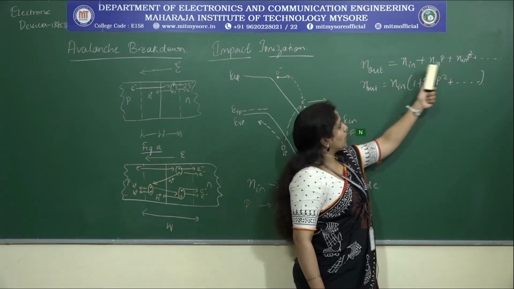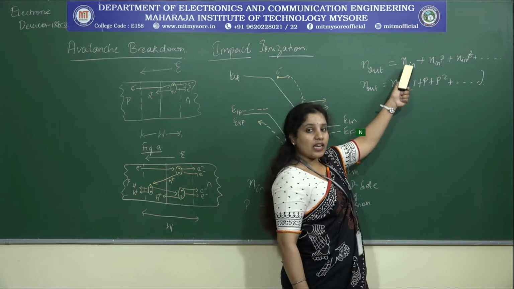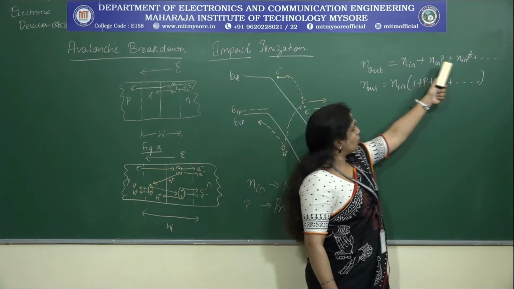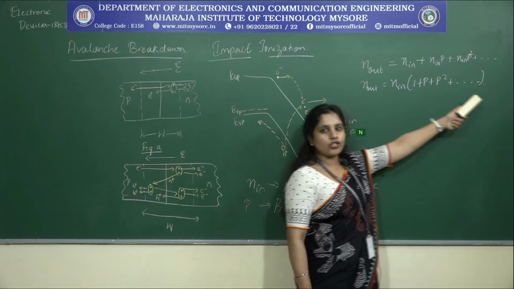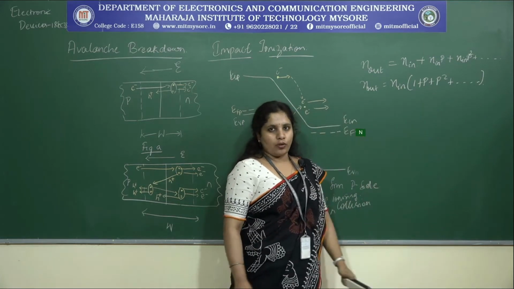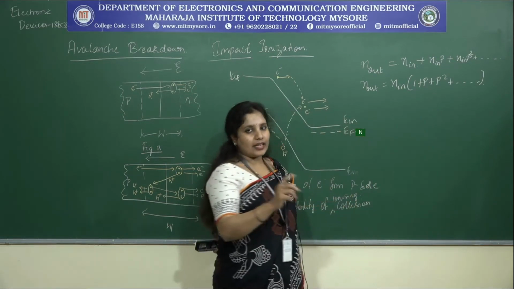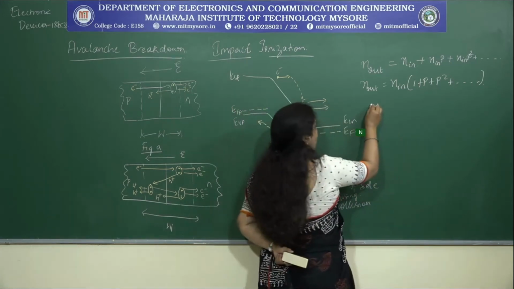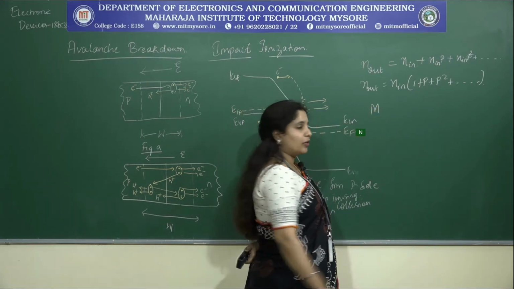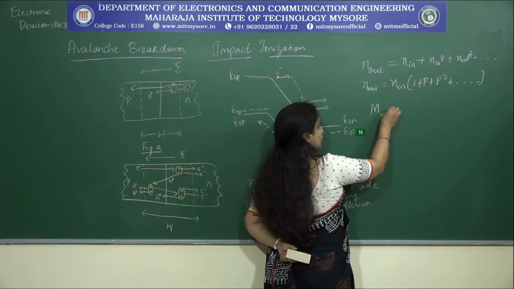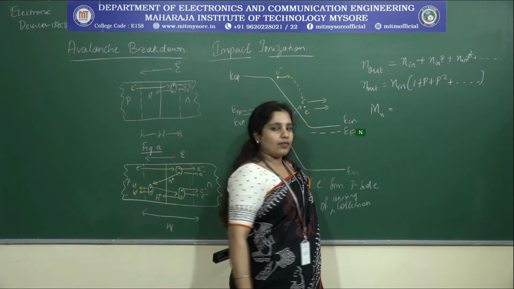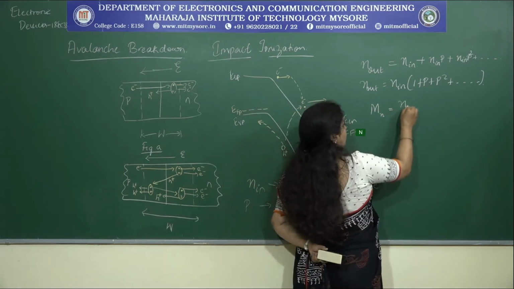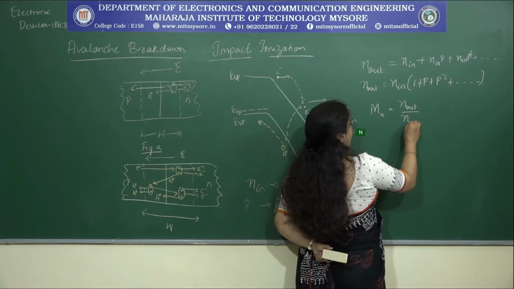What do these terms indicate? This is the initial electrons, this is the first collision, this is the second collision, then tertiary collision, and then it goes on. Along with that, I am interested in the carrier multiplication, right? So how will I represent the carrier multiplication of the electrons that takes place? It is given by N out divided by Nn.